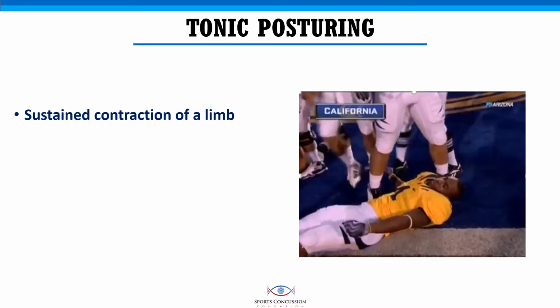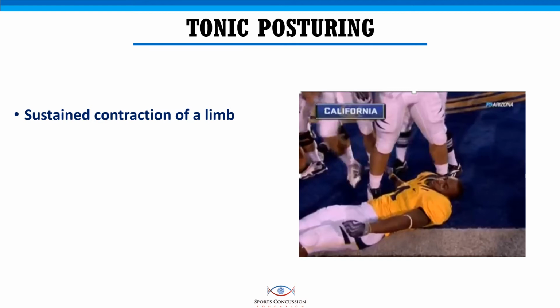Moving on to tonic posturing. Tonic posturing is an involuntary sustained contraction of one or more limbs, typically the upper limbs, so that the limb is held stiff despite the influence of gravity or the position of the player. Tonic posturing may be observed while the athlete is on the playing surface or in the motion of falling, where the player may also demonstrate no protective action.